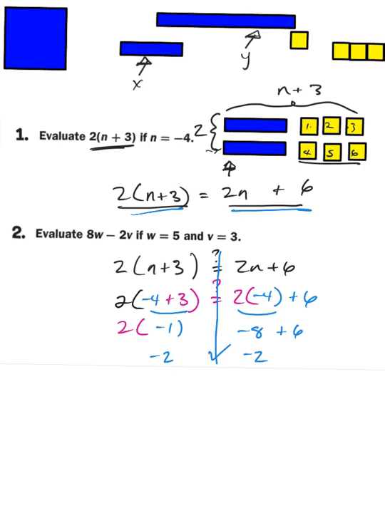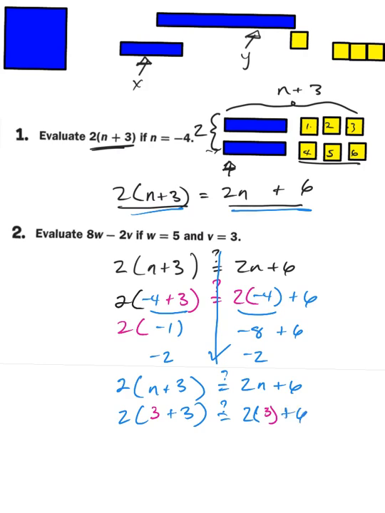So if I took another number, let's say I took 3. I took 2 times (n + 3), and I'm going to say that's equivalent to 2n + 6. And I put a 3 in place of the n. So I have 2 times (3 + 3). And my question is, are these two going to be equivalent? And that's going to be 2 times 3 plus 6.